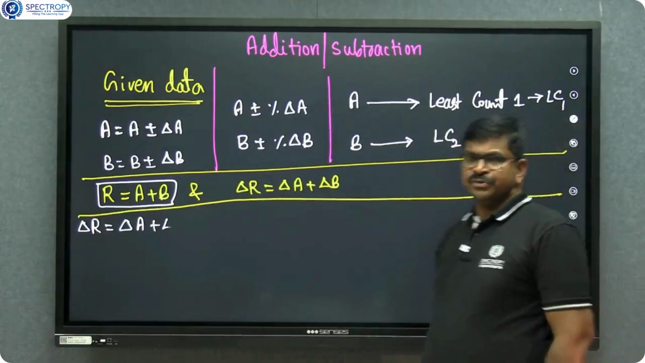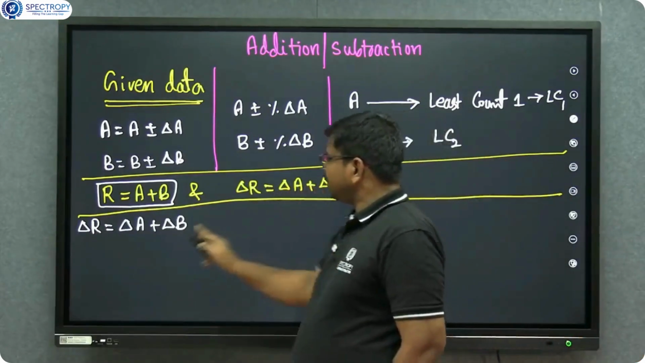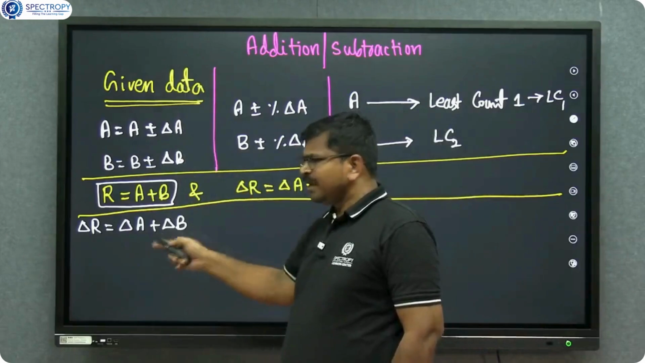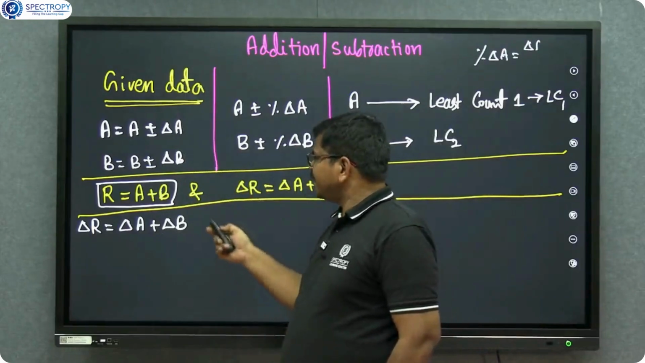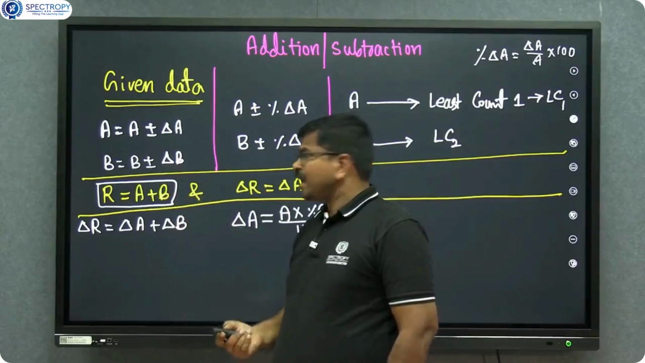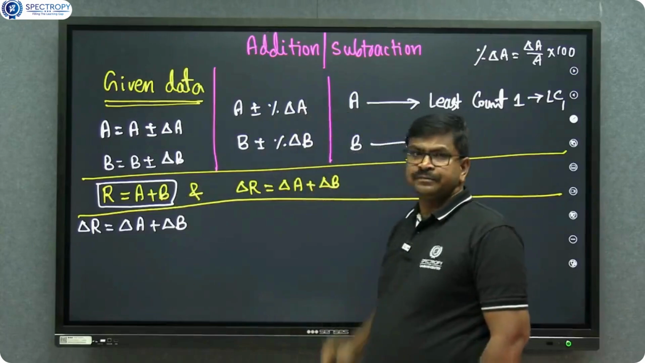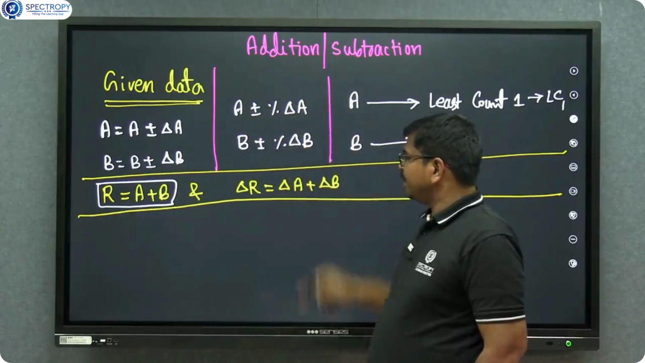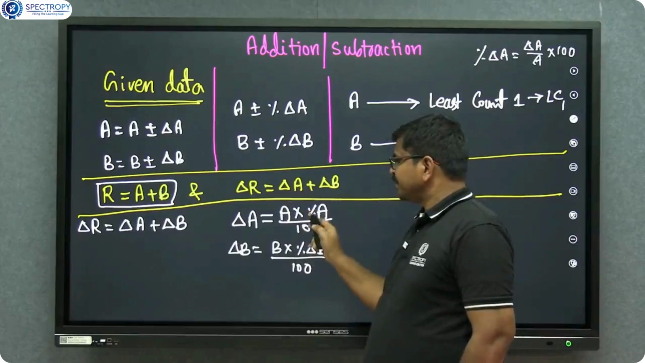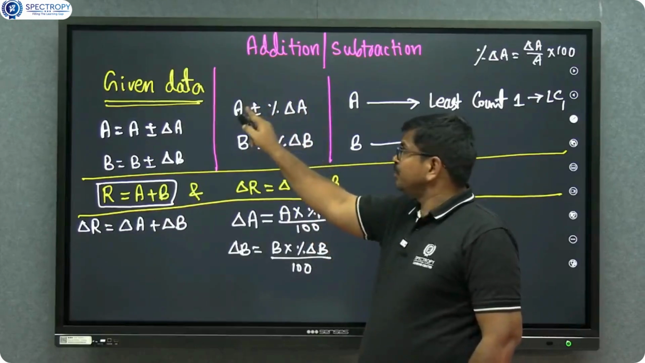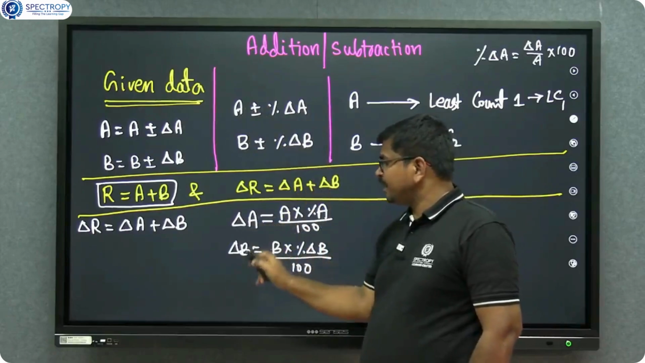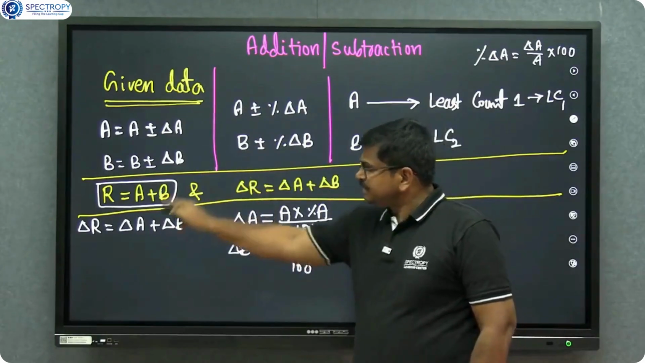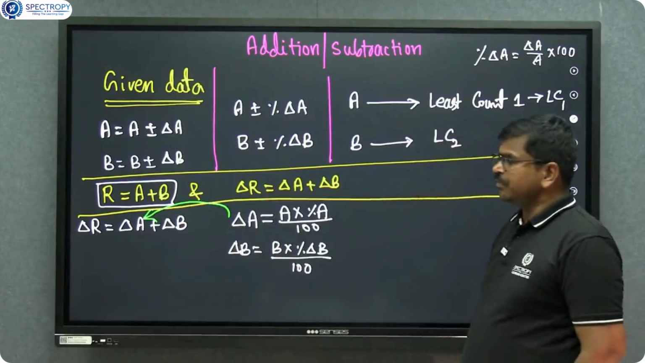And the final conclusion: we know that delta R equals delta A plus delta B. In the first case, the given data is delta A, delta B, directly added, and the main operation is A plus B, directly added. And in the case of percentage errors, how to handle? Percentage delta A into A divided by 100, the original true value divided by 100, will give you the delta A, delta B values. And after getting these two, you can get to this step. That is the actual working rule.